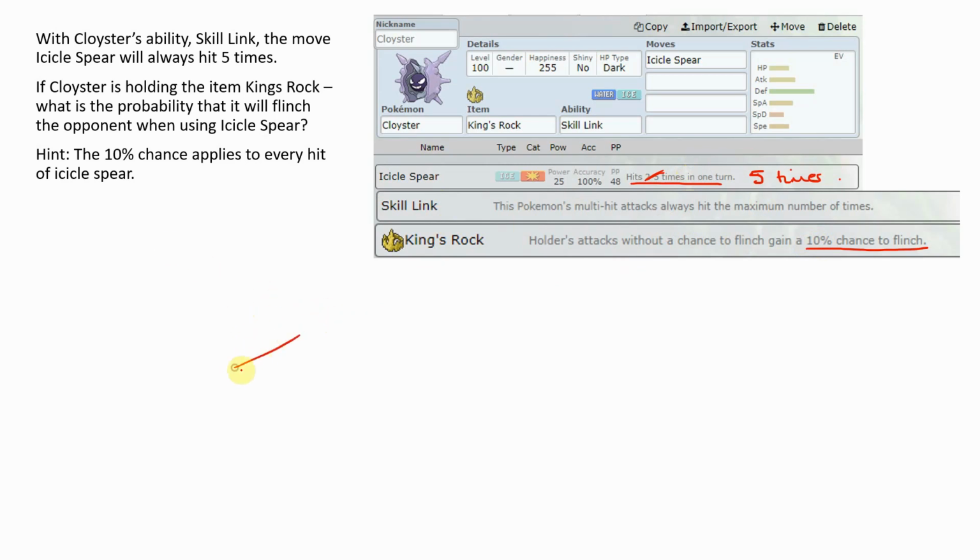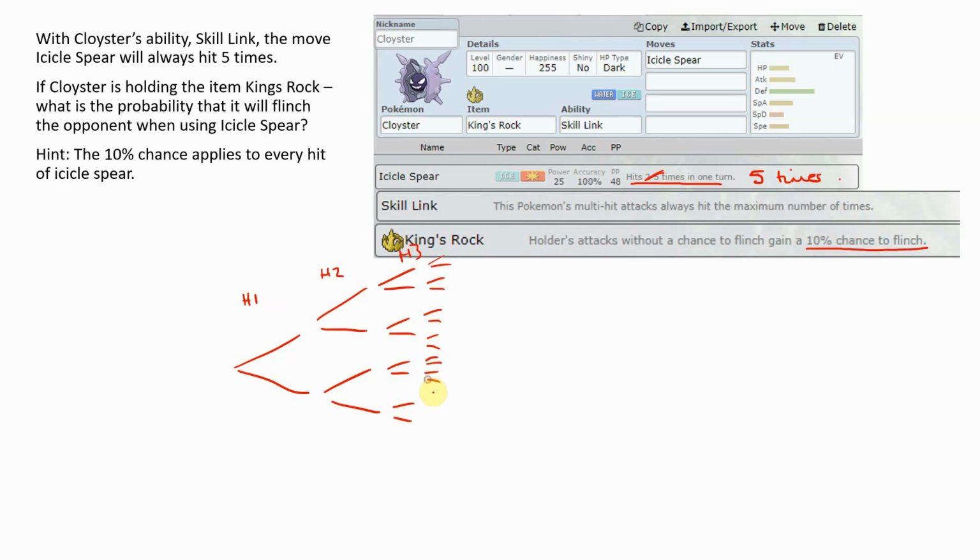We can set up a tree diagram here. So, hit 1, hit 2. Can you see how this is going to get really, really, really awfully messy?